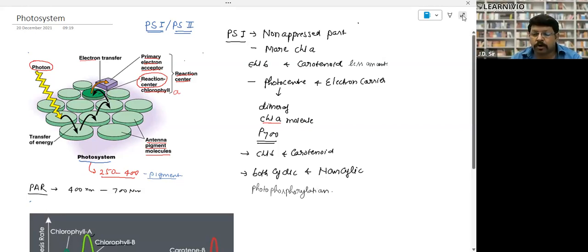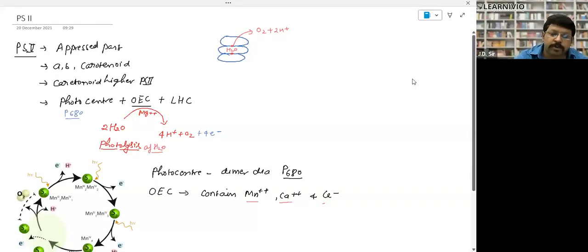Yes, sir. Now come to the PS2. As I have told you, the diagram for both of them is the same, but there is a bit of difference in the composition. What was present in PS1 was present in the non-appressed part, meaning the outer, open, free region. Appressed part: I have shown it over here.